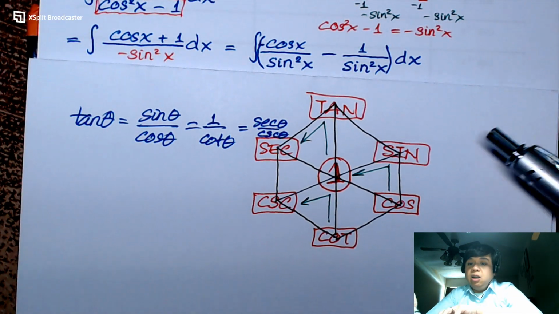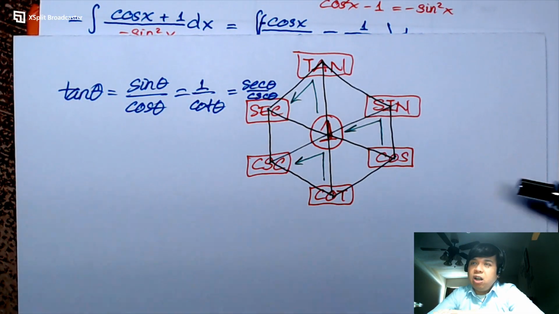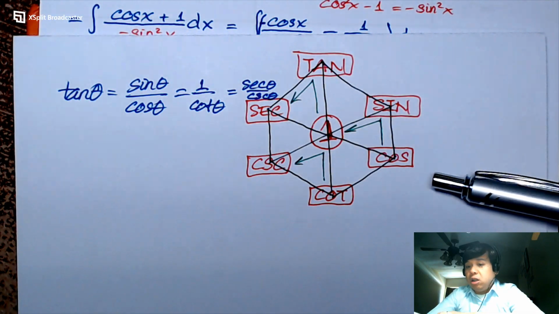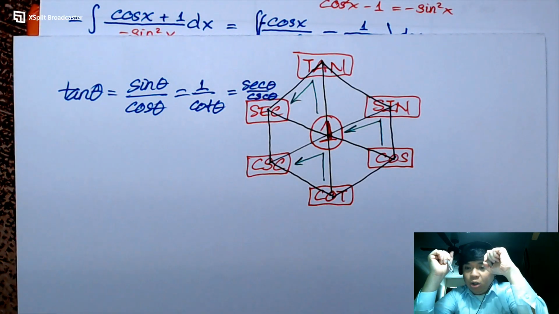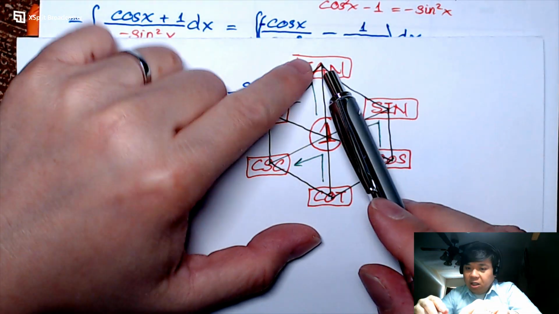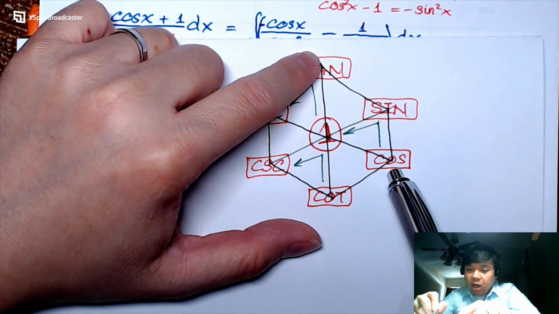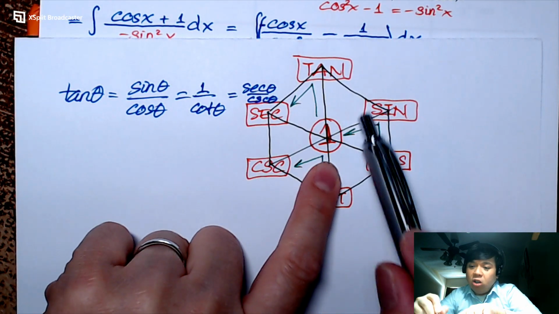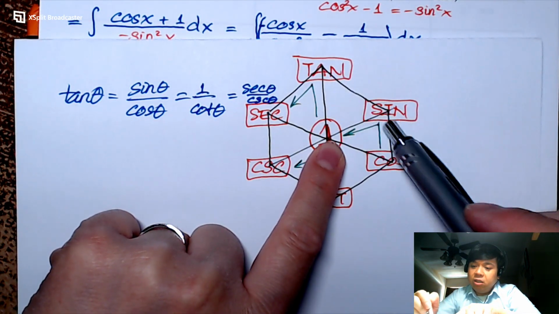Next, of course, with that, sine is 1 over cosecant, or cosecant is 1 over sine. That's simple. Next, the product. Any function is the product of 2 functions next to it. So tangent is secant times sine. Sine is tangent times cosine. Cotangent is cosecant times cosine. Whatever the function is, it is the product of the 2 functions next to it.